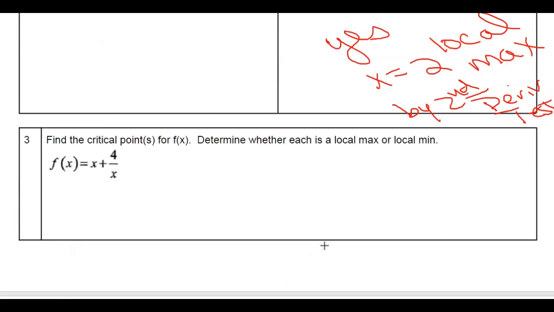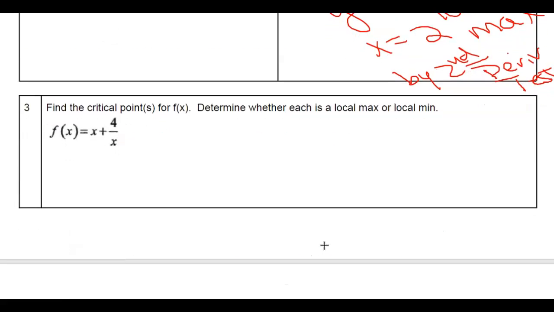All right, let's look at number 3. It says, find the critical points for f of x, determine whether each is a local max or local min. And I just picked a different function. So critical values mean my first derivative set equal to 0. So let's find it. I get 1, and then I'm going to rewrite this as 4x to the negative 1. So power rule, so minus 4x to the negative 2. I'm going to set that equal to 0, and then I'll write it nicer.